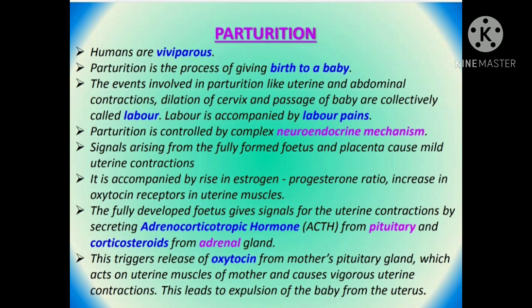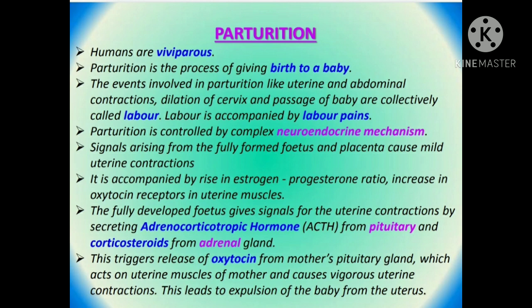I'm repeating it once more. They cause the vigorous contractions of the myometrium of the uterus at the end of the pregnancy. The fully developed fetus gives signals for the uterine contractions by secreting adrenocorticotropic hormone, which is nothing but ACTH, from the pituitary, and corticosteroids from the adrenal gland.